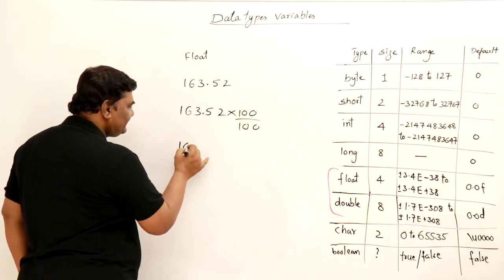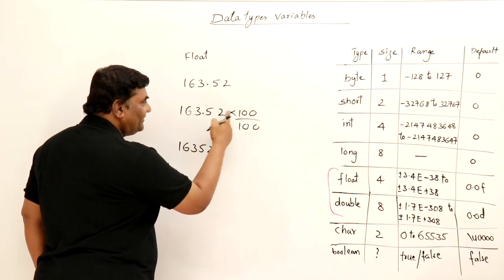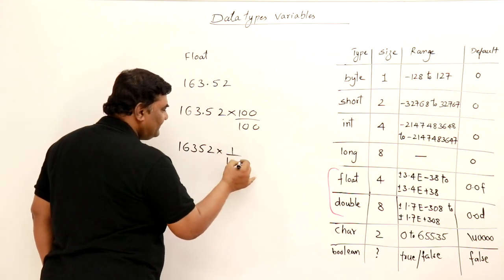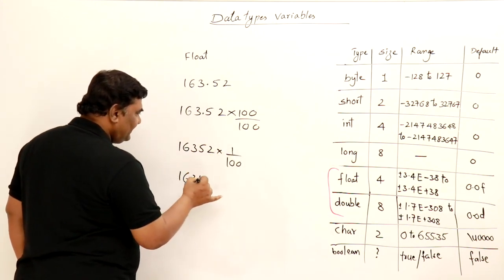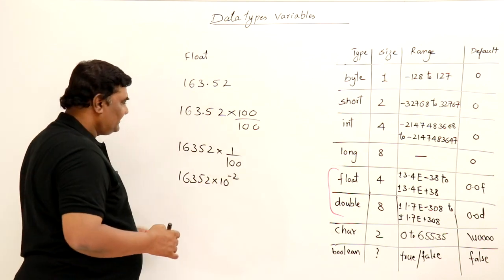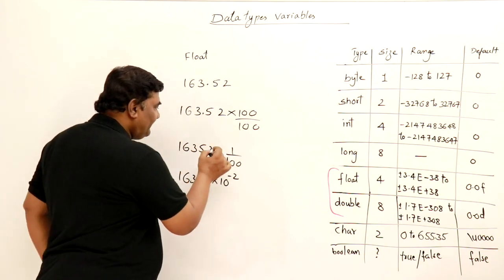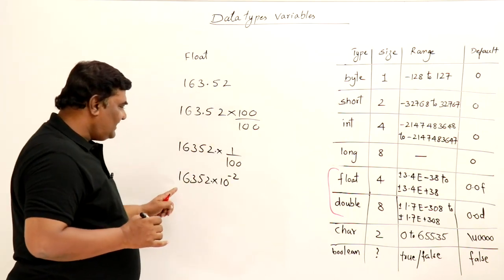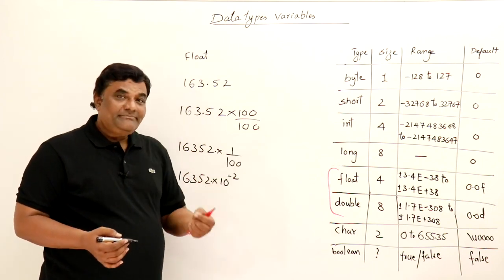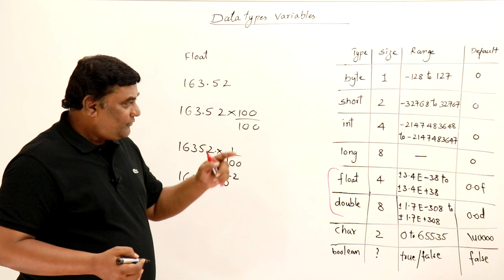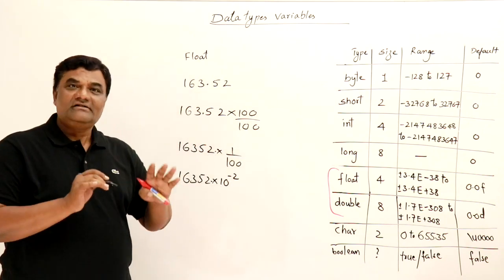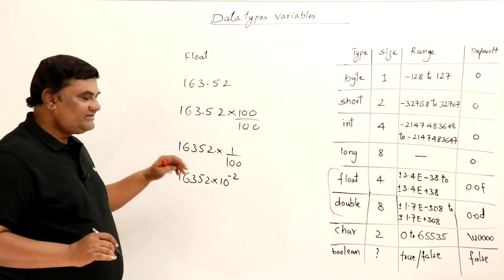So this becomes 16352. When you multiply it by 100, this decimal moves out. And then this is 1 by 100. So this is 16352 into 10 to the power of minus 2. Now decimal we don't have to show, it is understood, that is after the last non-zero digit decimal is there. So we don't have to represent decimal number. So floating point numbers don't really store decimal in the memory, but they represent a decimal number. This is how they represent decimal number.